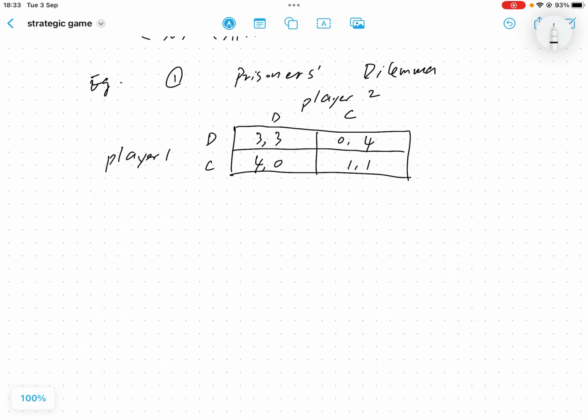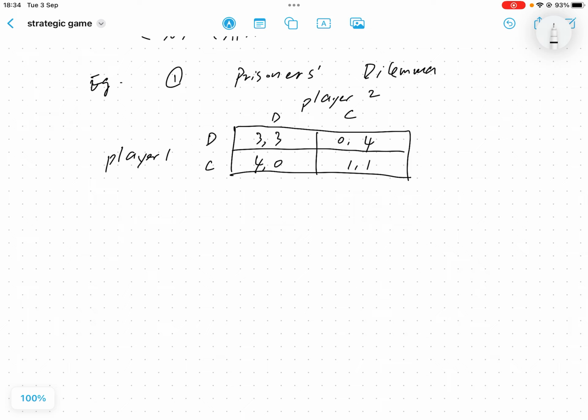Later we'll introduce a solution concept called Nash equilibrium to help predict and explain how the players behave in a steady state, or in an equilibrium. Those are some of the solution concepts that we're going to discuss.